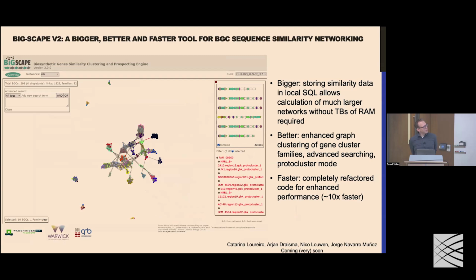At the moment, we're bringing out a second version of this, which is going to be a lot faster, about 10 times faster, through a number of additional tricks, and also through local storage of all the intermediate data. You can actually use this on hundreds of thousands of gene clusters easily, basically without RAM limitations.